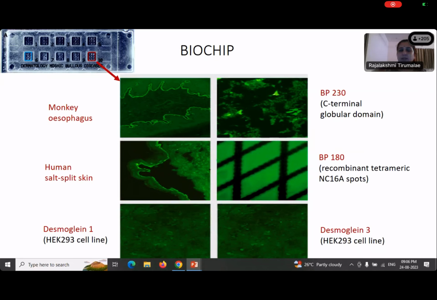It contains 6 substrates. You have the monkey esophagus, you have the salt split skin, and then you have the cell lines, desmoglein 1 and 3, and then BP230 and BP180 are coated as recombinant spots, right? So this is a mosaic which is commercially available, and with this, you can separate various types of subepidermal bullous diseases, right? Of course, the confirmatory test is ELISA, but at least from this, you can pick out the ones which are common, which are not complicated, and then you can separate out the ones which would perhaps need an ELISA.